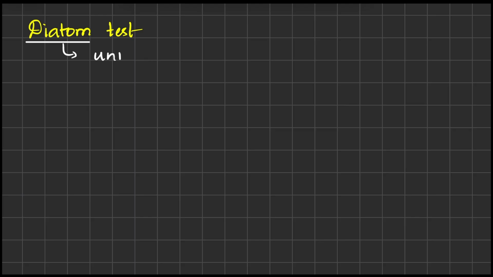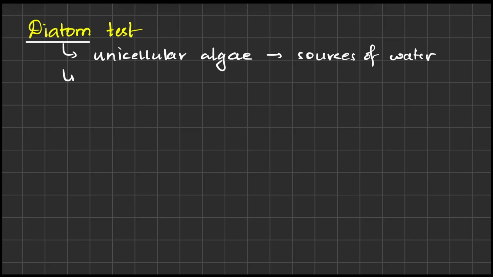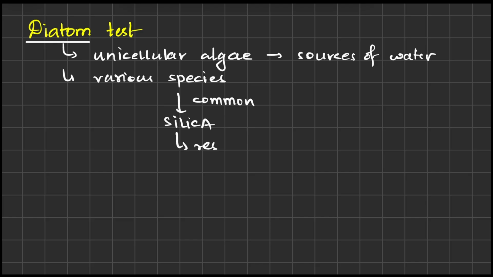They are nothing but unicellular algae which are found in various sources of water. And these unicellular algae are of various types or various species. But what's common among all those types is that they are covered by a layer of silica. And this silica is important because it makes diatom resistant to acid, resistant to heat, and resistant to decomposition.